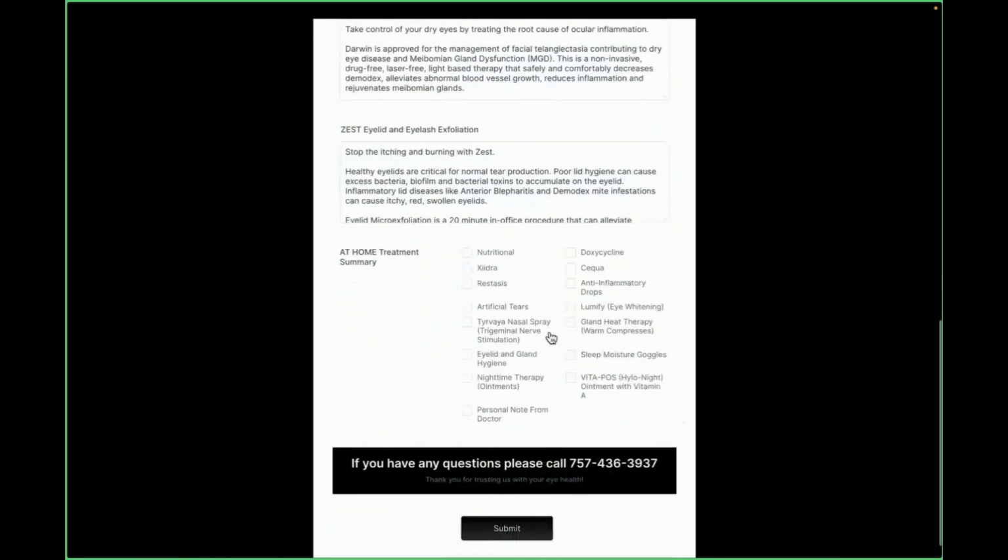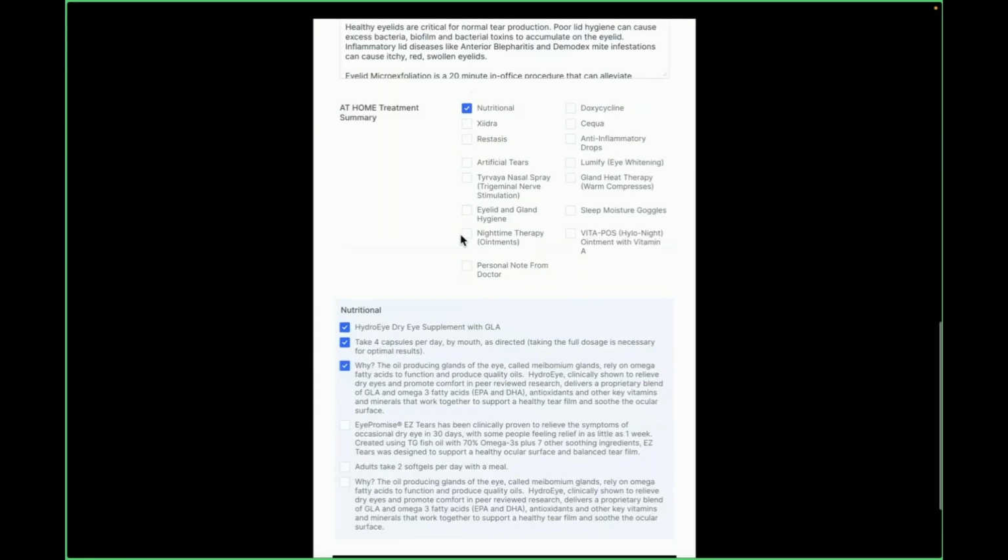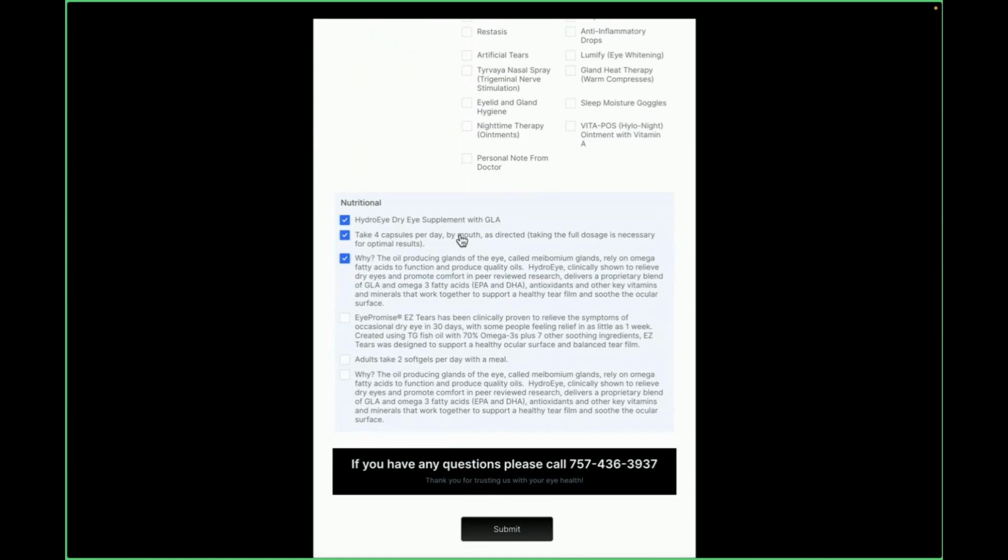Let's get down to home therapy. Everyone has different home therapy and oftentimes multiple versions of the same thing. So for example, when I click on nutritional, you'll see I have Hydro Eye and I have Eye Promise. I choose the one I want to use. I'm going to tell them how to use it, and I'm going to tell them the why behind it. After I've done all of this, which again takes very little time once you're accustomed to it, I hit submit.